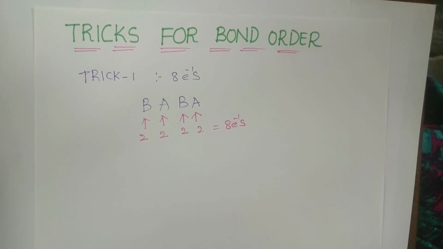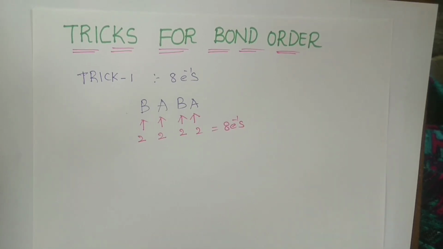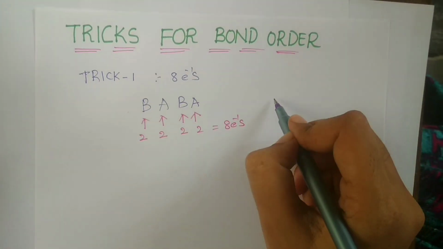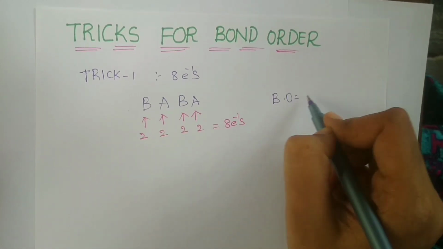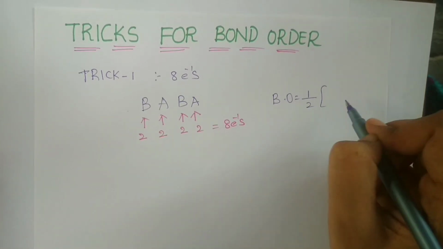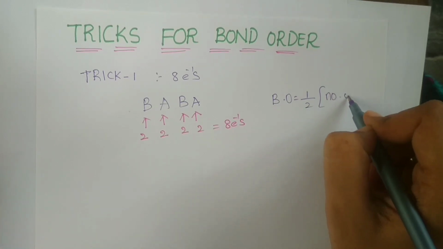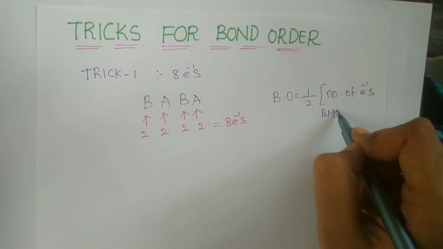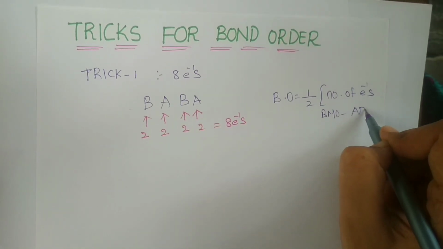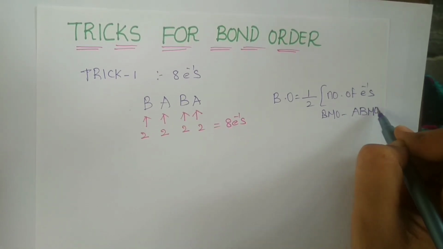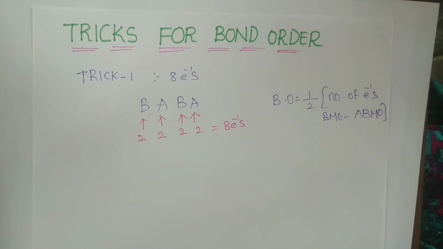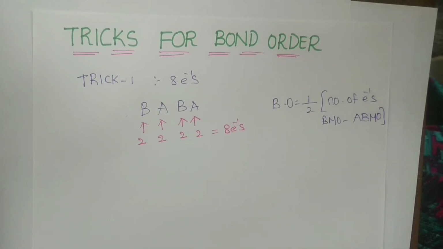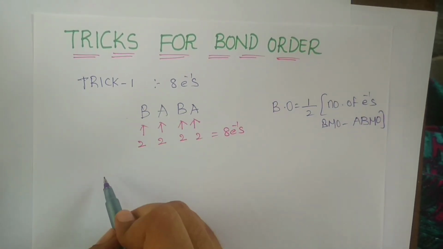Now for calculating any bond order, we have to remember the formula, that is bond order is equal to half into number of electrons in bonding molecular orbitals minus number of electrons in anti-bonding molecular orbitals. So this is the formula for calculating the bond order. Now we'll take some examples.